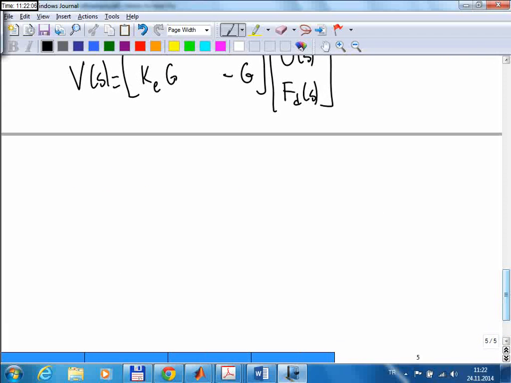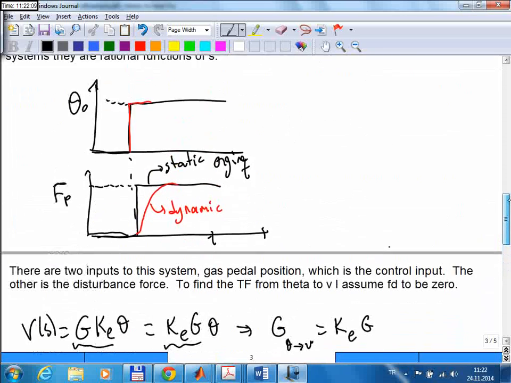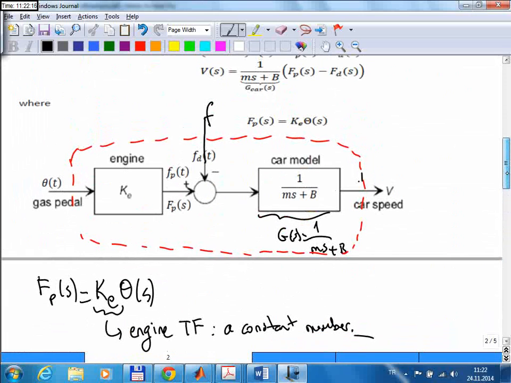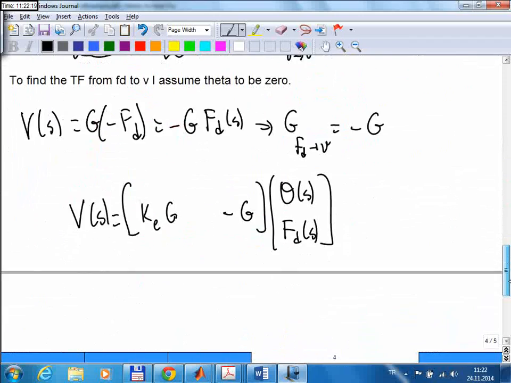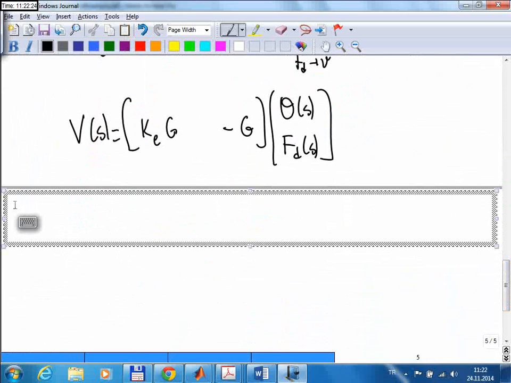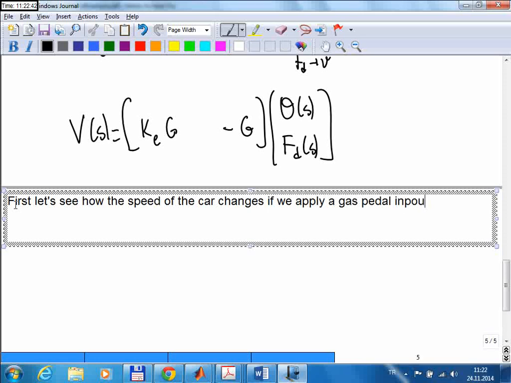Okay, now let's study this problem a little bit. Okay, so let's assume that we apply some gas pedal to this car and see what happens to the speed of the car. Okay. First, let's see how the speed of the car changes if we apply gas pedal input.